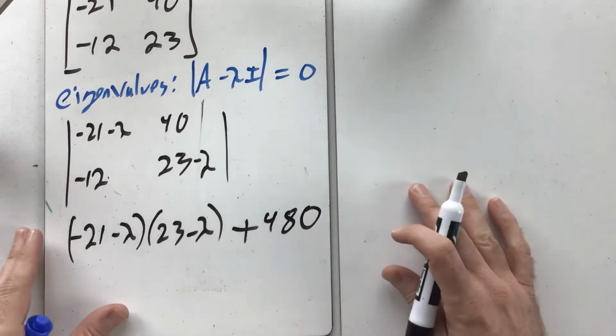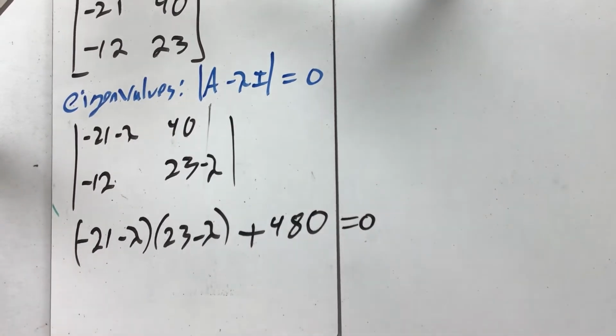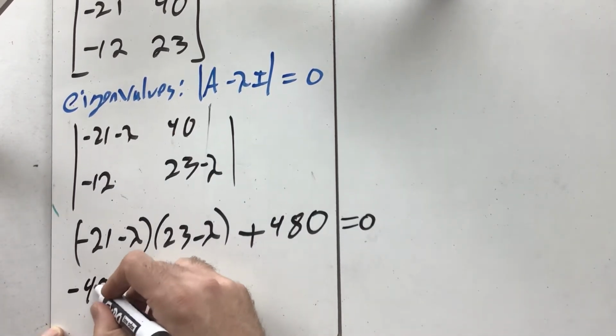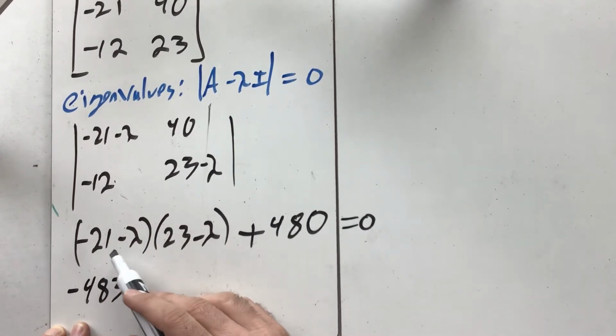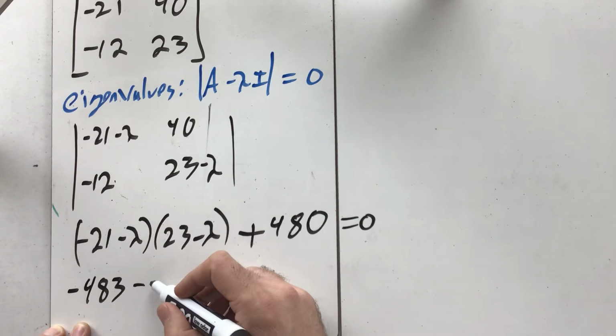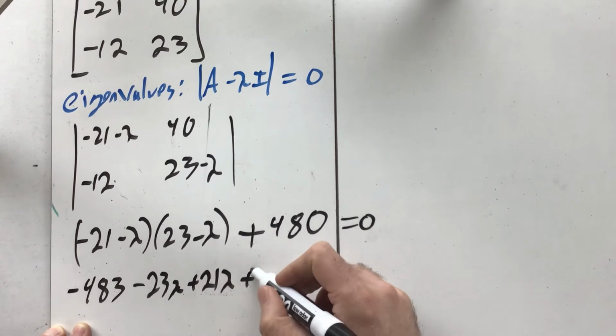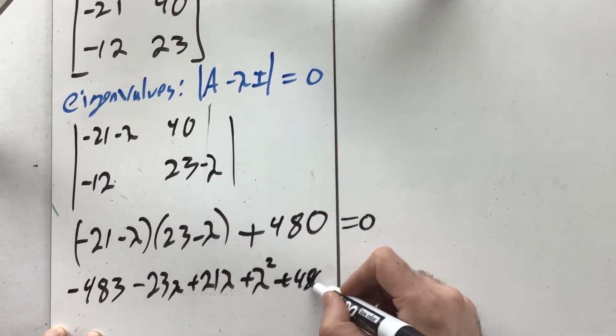Okay, and I'm already a little bit concerned, but I think we'll be able to work this out. Now we have to multiply 21 and 23. It's going to be pretty close to 22 squared, but off by maybe 1. Let's just multiply them on my calculator. 483. What was 22 squared? 484, so it was 1 less than 22 squared. So we end up getting negative 483, and then we've got minus 23 lambda plus 21 lambda plus lambda squared plus 480.